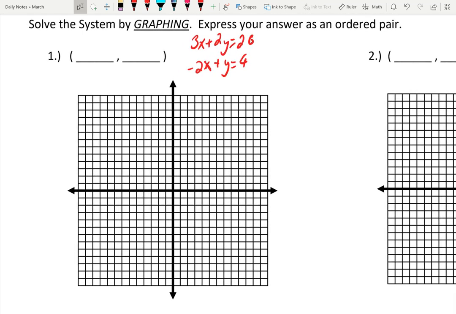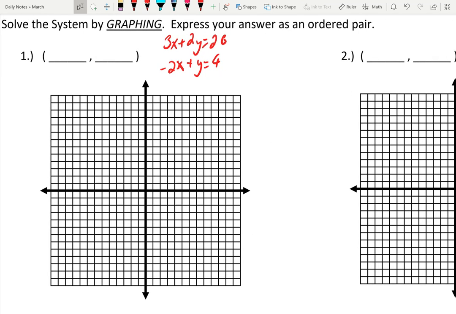Now the thing about this graphing one is it's not set up in slope-intercept form, which can make things a bit tricky. So what we're going to have to do is take one of these equations at a time, rearrange it into slope-intercept form, and then go graph it from there. So let's look at the first equation. We have 3x plus 2y equals 20.